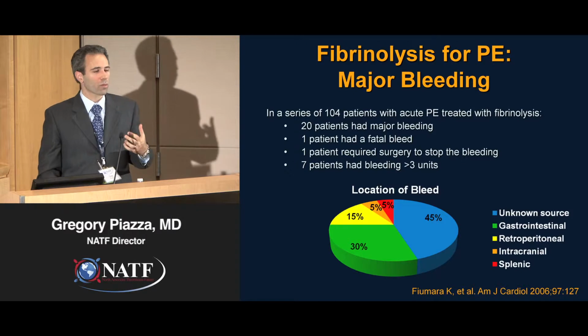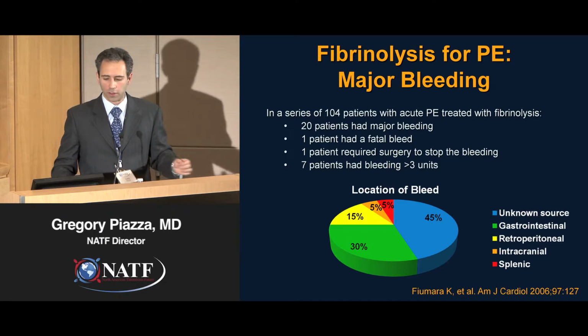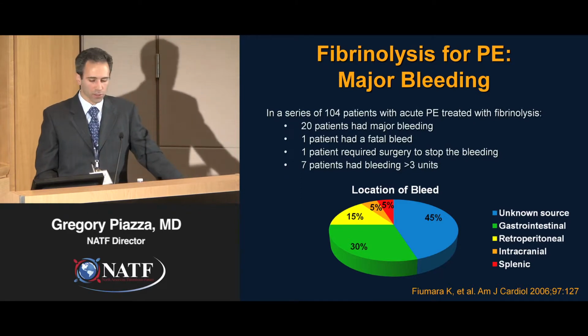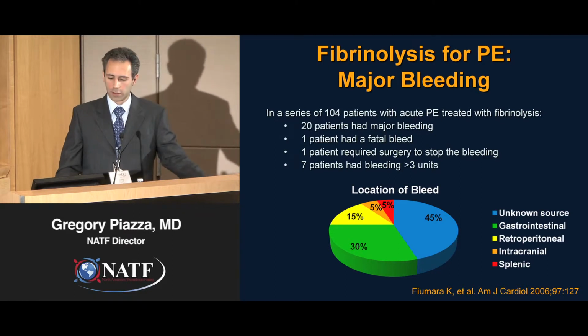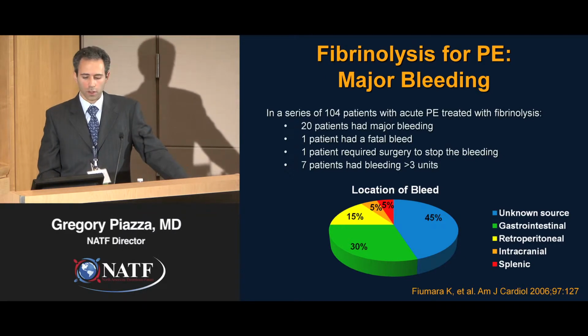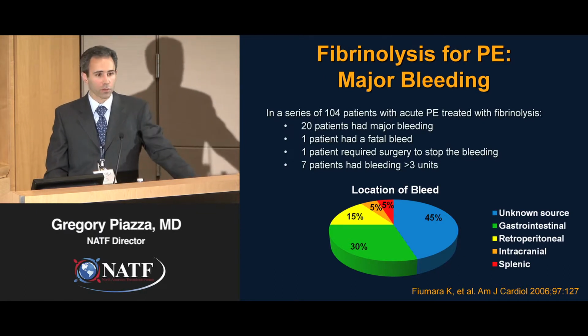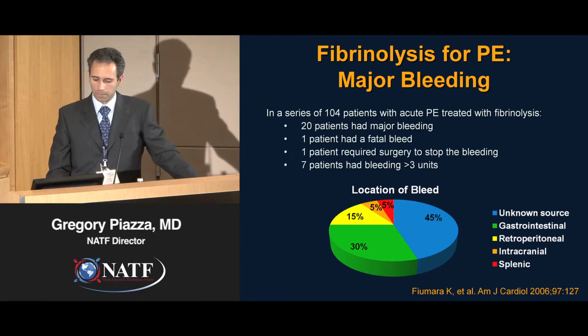Now, one of the reasons why we're always looking for new techniques to break up pulmonary embolism is because systemic clot-busting drugs are associated with a high risk of major bleeding. In a study conducted here, looking at 104 patients with acute pulmonary embolism, we found a high rate of bleeding. 20 patients had major bleeding. One of those patients had a fatal bleed. One had to go to the operating room to stop the bleeding, and then 7 patients had bleeding in excess of 3 units of packed red blood cells.